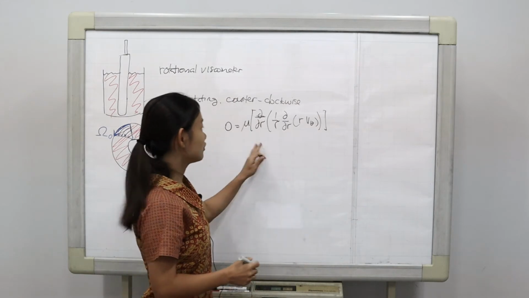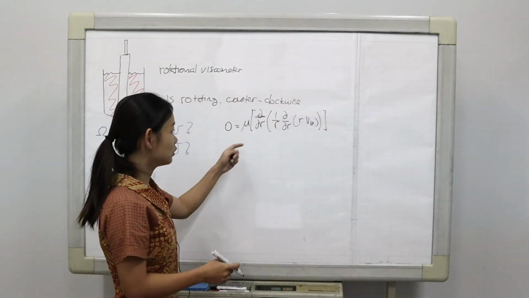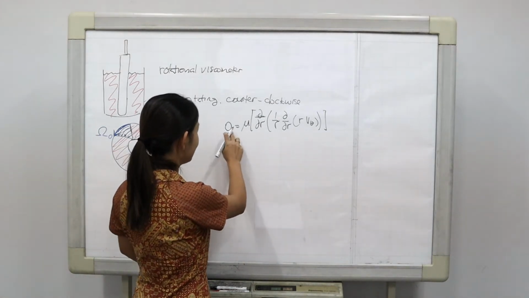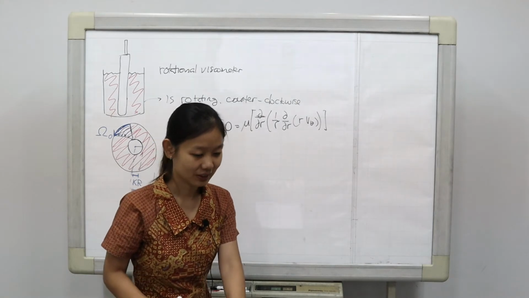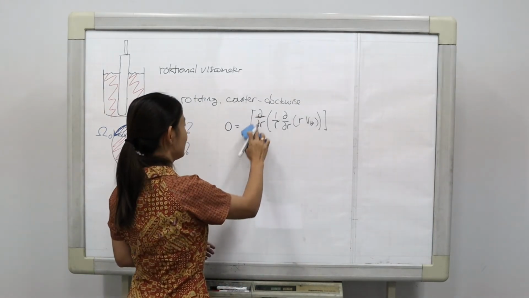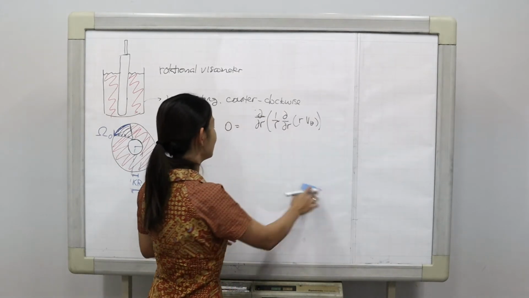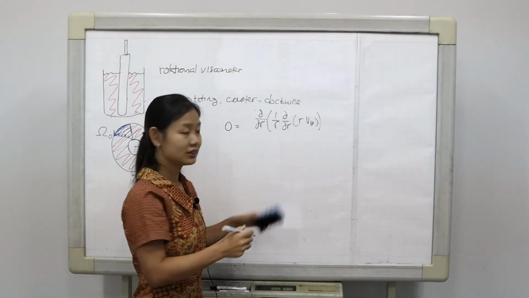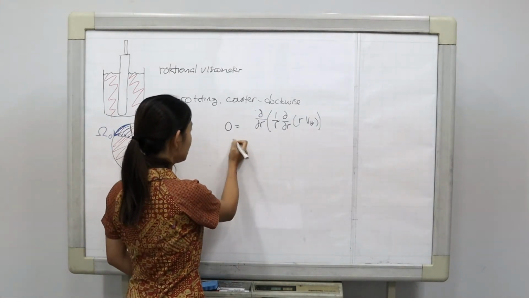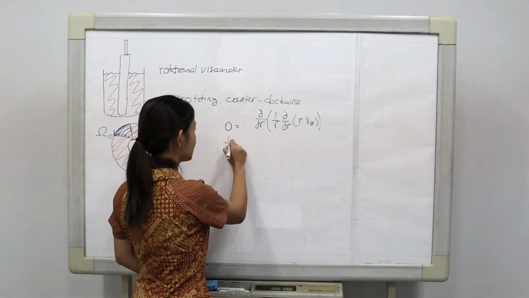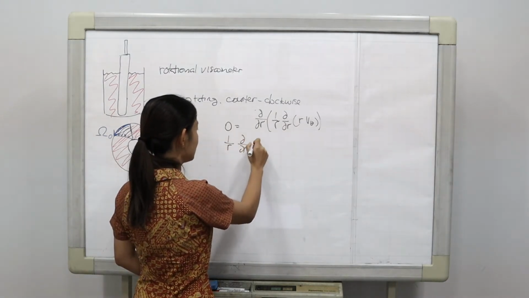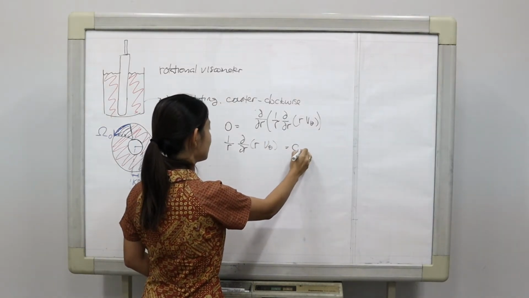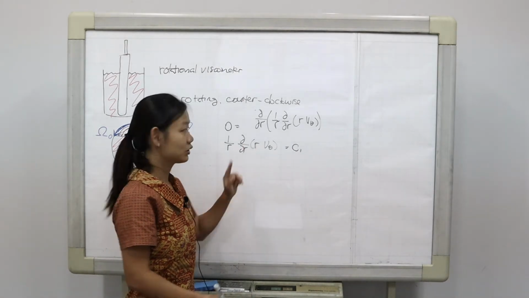Now to solve this equation, just like yesterday, do it one by one. First, the μ, move it here, it can be canceled out. Next, do the first integration. We get 1 over r ∂/∂r (r φθ) equal to C1.